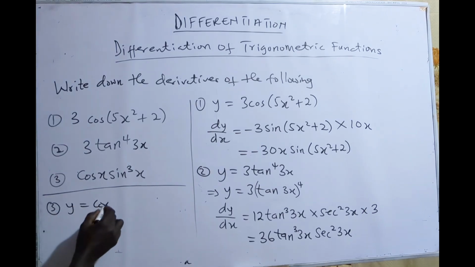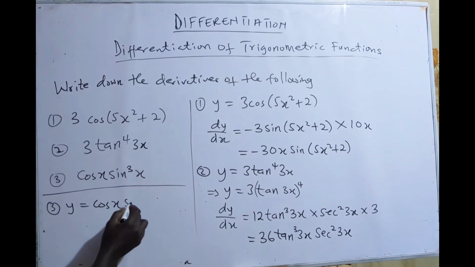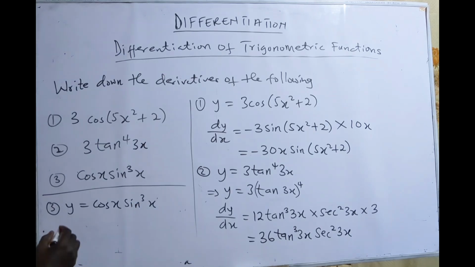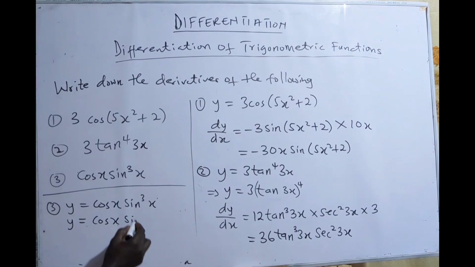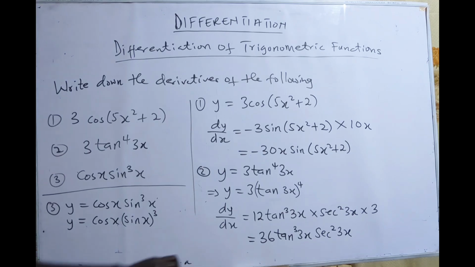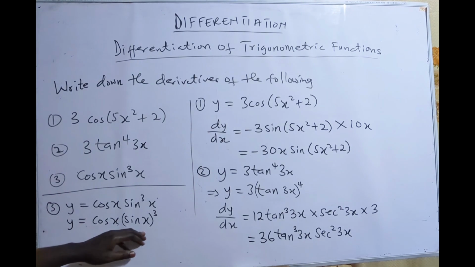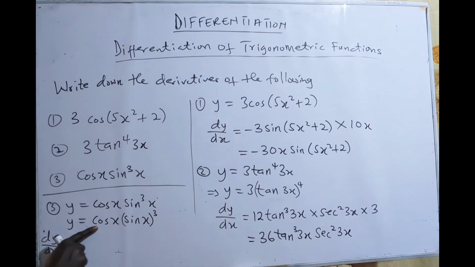Let's say y is equal to cos x sine cube x. Let me write it in this way so that differentiation becomes simple: y is equal to cos x (sine x) all to the exponent of 3. So here you apply both the chain rule and then the product rule, because cos is multiplying sine. So what will be my dy on dx? Your dy on dx will be equal to, you differentiate this, then you multiply by this, then you differentiate the other and multiply by this.